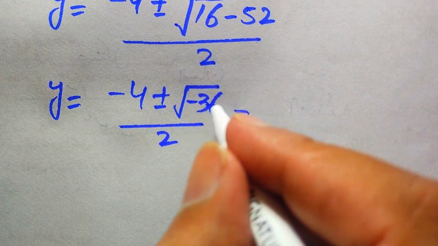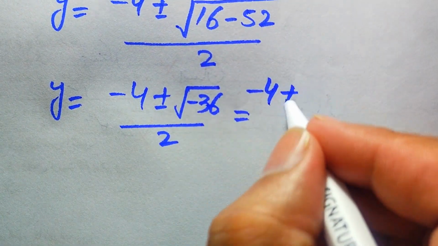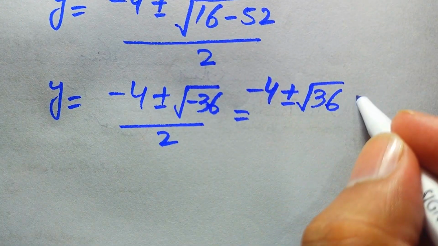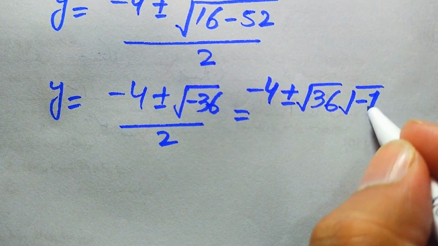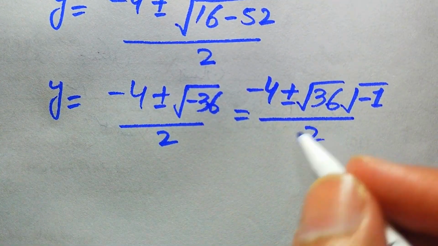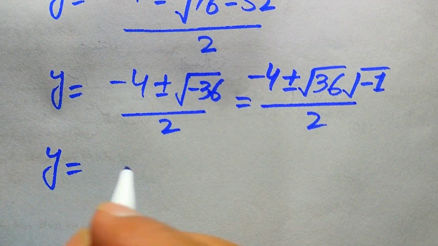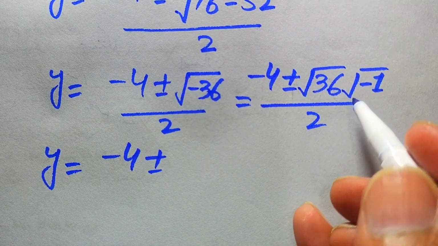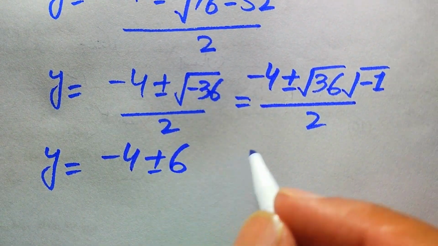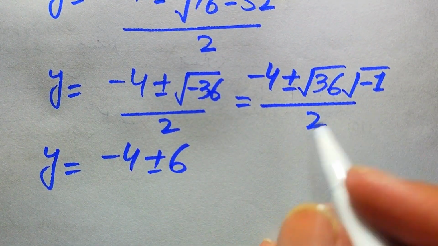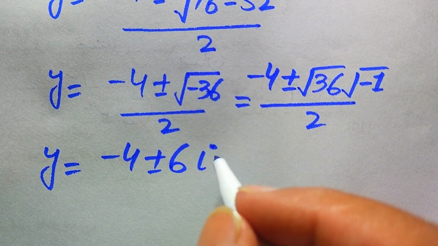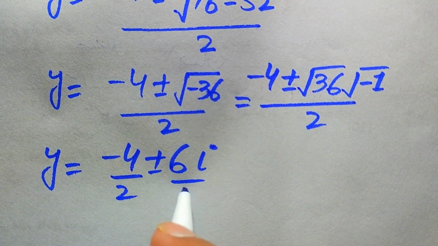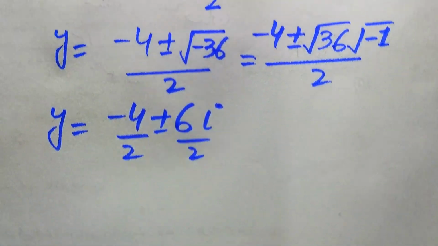So we rewrite this equation as minus 4 plus minus, we apply square root separately on both of these two values, and we get square root of 36 into square root of minus 1, and it is divided by 2. And further we have y equals minus 4 plus minus, we know that square root of 36 becomes 6, and square root of minus 1 is equal to iota. And here we break this fraction and we write these two separately on both of these two values.